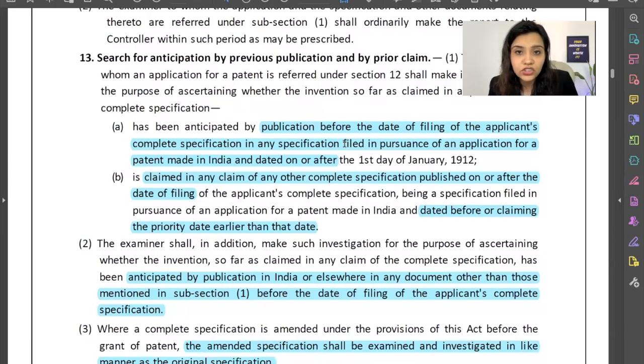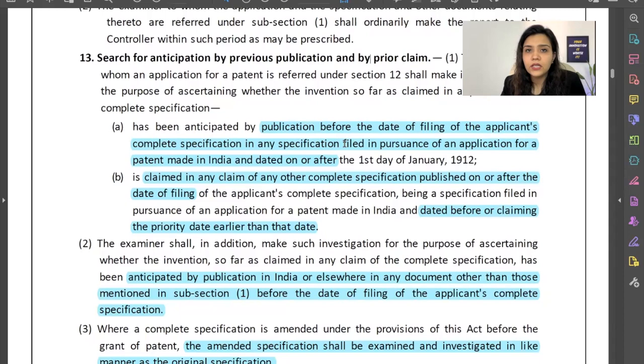First, let us go through the section. I'll read a bit and then explain. It says that the examiner to whom the application for a patent is referred under section 12 shall make investigation for the purpose of ascertaining whether the invention so far as claimed in any claim of the complete specification Part A has been anticipated by publication before the date of filing of the applicant's complete specification in any specification filed in pursuance of an application for a patent made in India and dated on or after the 1st of January 1912.